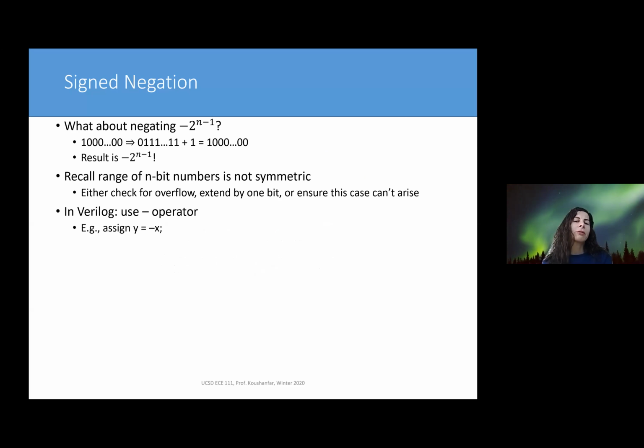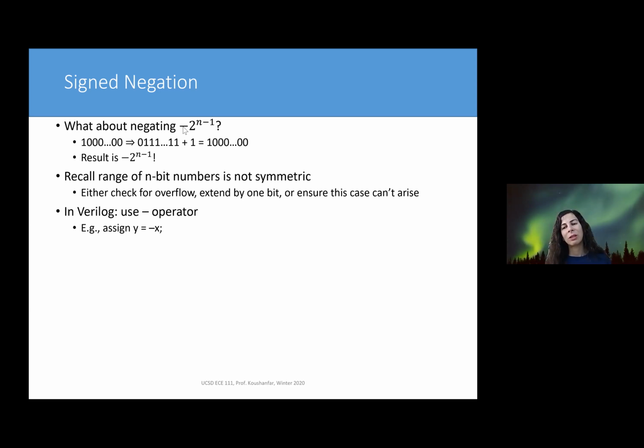So what if, for example, we are trying to negate minus 2 to the power n minus 1? That is 1000. If you're trying to negate this using 2's complement, this is what gives us that value. Remember that this range is not symmetric.